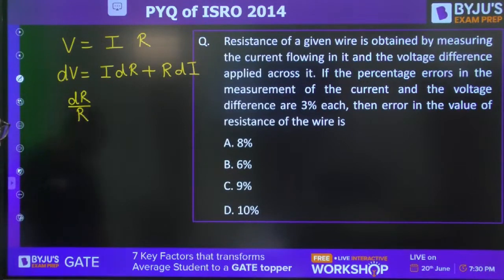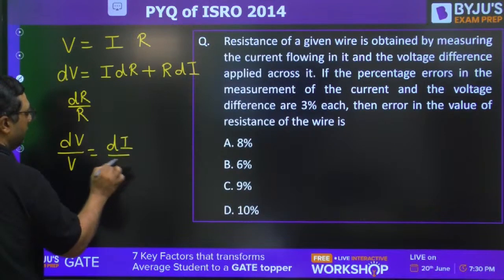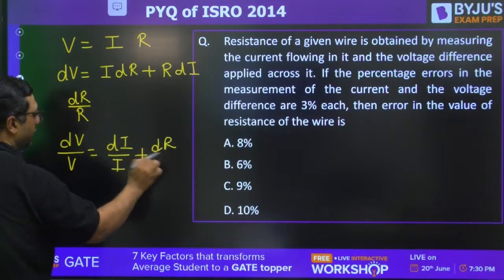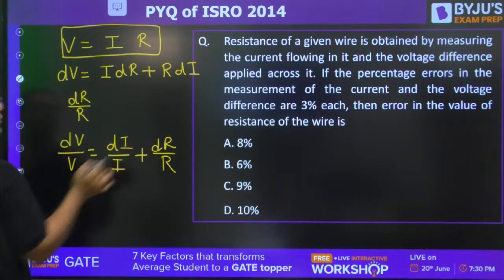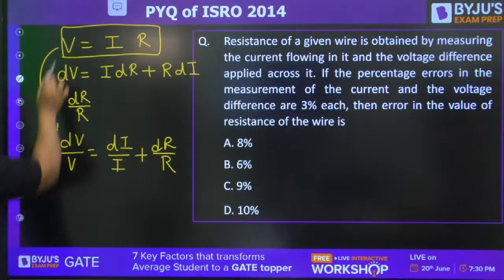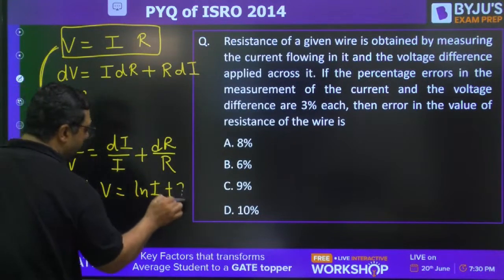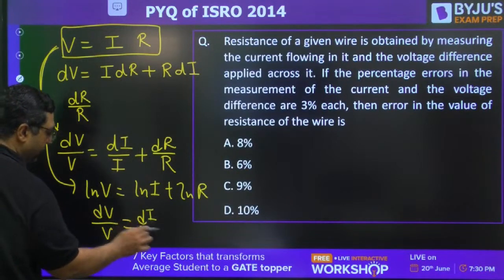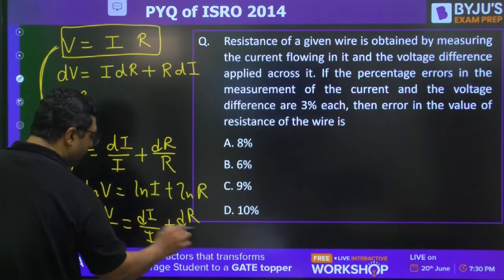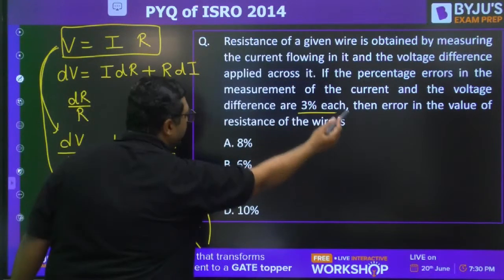Okay. So just try this. I have given you the hint. You can also say dV by V, dI by I, dR by R, because in a product, whenever things are there, it is added up. Okay, you can take the log actually. If you want, you can take log: ln V is equal to ln I plus ln R. Then you will go for differentiation. It is dV by V, dI by I plus dR by R. So you need to find out dR by R. Okay, they have already given this is 3% each.